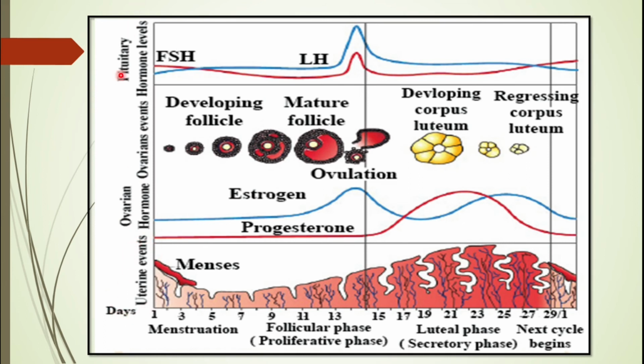So you will find that here there is the depiction of the hormones, and here starting from day 1 to day 28, what are the different events which are happening in the primary sex organ or the ovary, as well as the secondary sex organ, mainly the uterine epithelium. Let us see what happens.